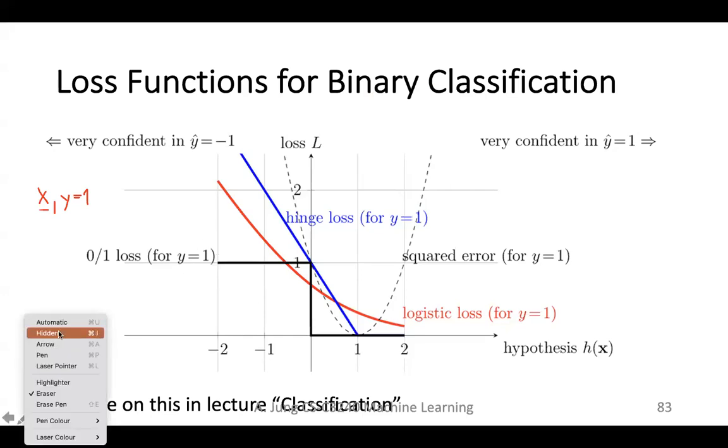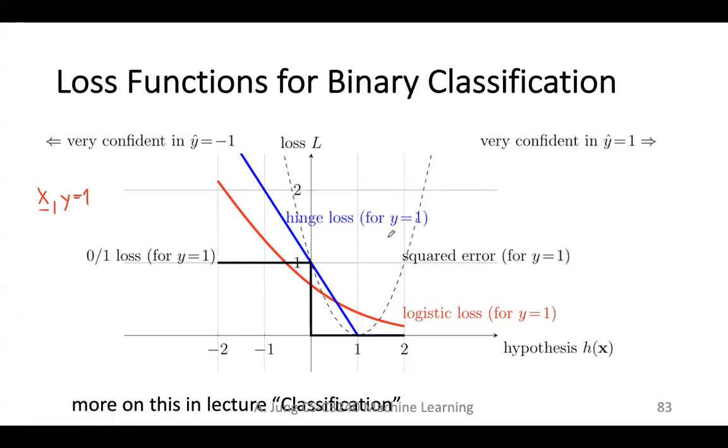Let me now walk you through this plot a bit. On the horizontal axis, I draw the possible values of a hypothesis that is applied to this feature vector. So we have a certain hypothesis given, like a linear function, W transposed times X for some parameter vector W. We look at a certain hypothesis and we study what should be the loss incurred depending on this hypothesis value. So let's look to the right.